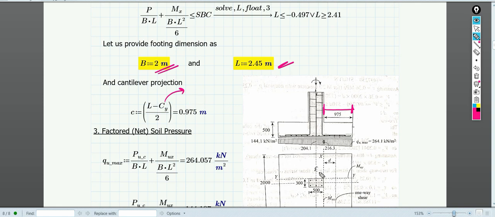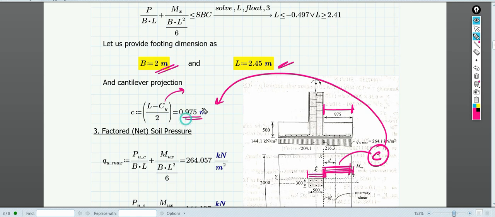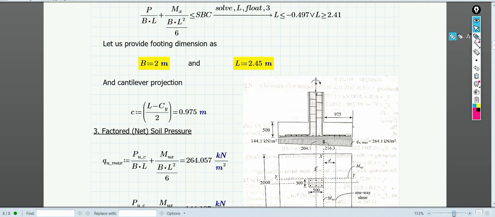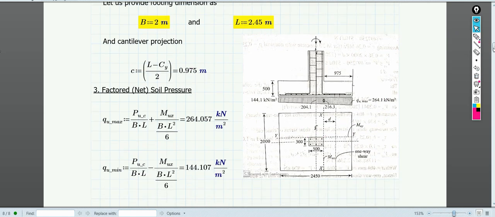Cy, I told you this side I'm assuming to be Cy, so we take minus Cy by 2, then we will get this length. This is the cantilever projection, which I have denoted by C. So C is nothing but 975. We will be requiring this value, so I have calculated it over here. You can find this problem in the Pillai Menon book. You can refer to that book also.